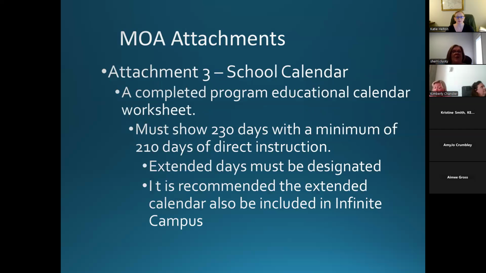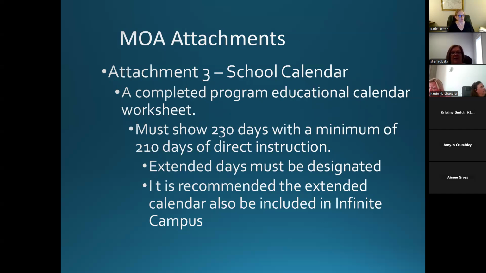So school calendar. I will tell you, since being here at KECSAC, I used to do school calendars at KDE when I first got there. Make sure you have an opening day, make sure you have a closing day, make sure you have 4 PD days, 4 holidays on that calendar, and then your 210 instructional days and a total of 230. Those are the things that I look at when I look at attachment 3 about your school calendar.